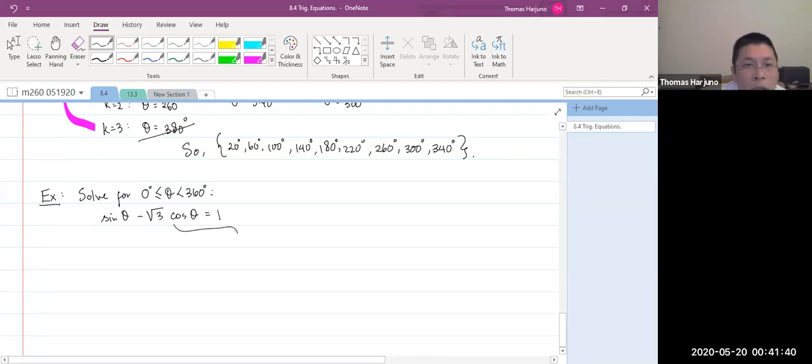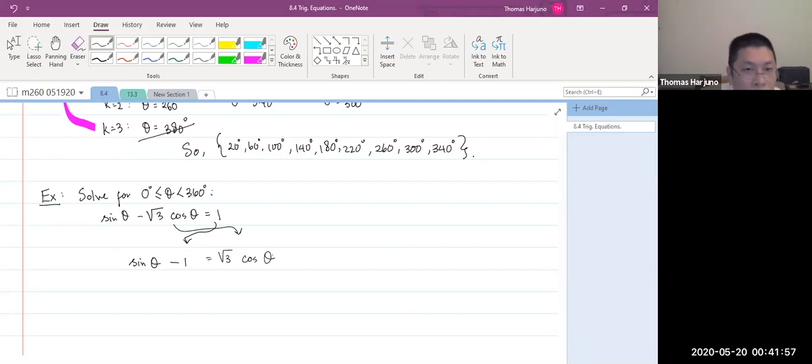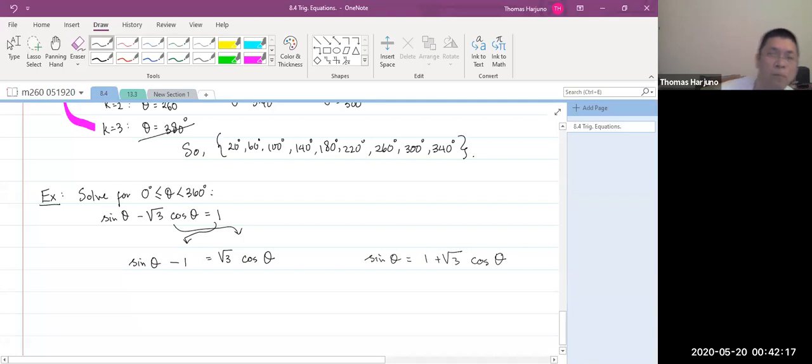Let me move this to the right and then 1 to the left. So I get sine theta minus 1 equals square root of 3 cosine theta. Basically, what happened is I have sine and cosine without squares, so there's no way for me to actually convert one to the other. What I do then is isolate the cosine or the sine, either way. So you can also do it this way: sine theta equals 1 plus radical 3 cosine theta, and then you square both sides. Okay, you can do that, but I prefer the one on the left-hand side.